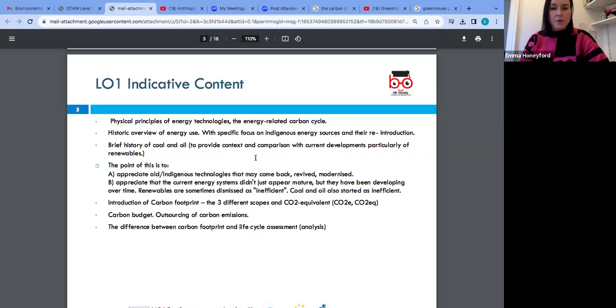We will introduce what a carbon footprint is, the different three scopes of CO2 equivalent, and what is the CO2 equivalent, what does that mean? We will cover the carbon budget and outsourcing of carbon emissions, and then we will explore the differences between a carbon footprint and life cycle assessment, also known as life cycle analysis.